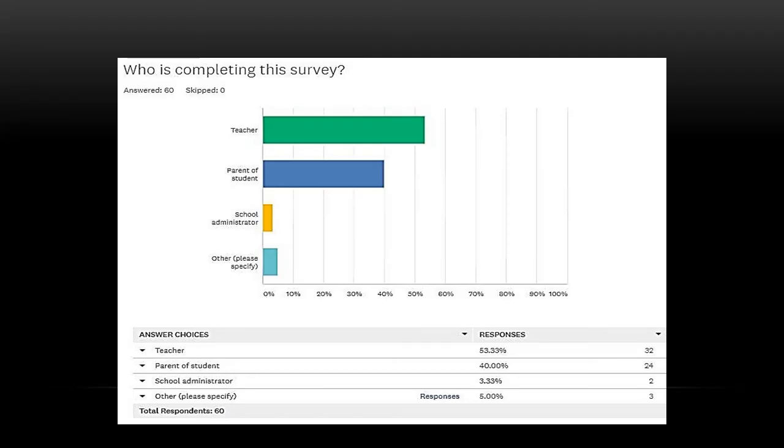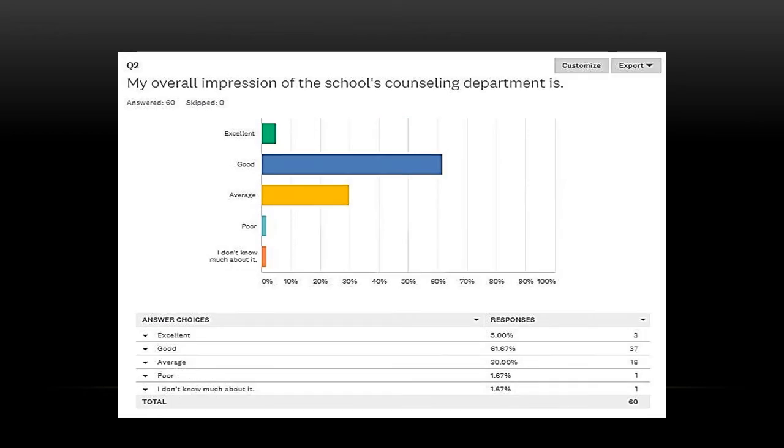53% of the responses were from teachers, 40% parents, 3% administrators, and 5% students and stakeholders. The needs assessment survey asked for the overall impression of the school counseling department to evaluate how they are currently doing, and 61% responded good. I got 30% average and 5% excellent, and then only about 1.6% said poor.